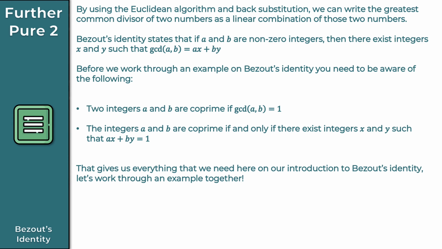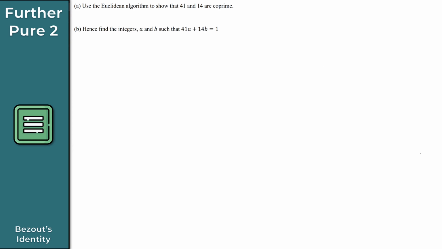So in terms of an introduction here to Bezout's identity, we don't need much more than that. So I think the best way to really demonstrate Bezout's identity here is just work through a practice question together. So let's just get started then with this practice question. If we just make a start then with part A here.